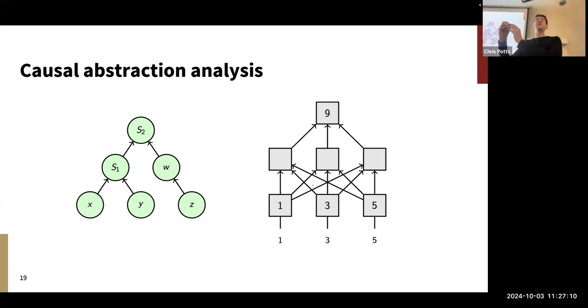The third value z is just copied over. And then the final output, S2, is calculated as the sum of S1 and W. That's the causal model. On the right there in gray, I have a neural network. And let's assume throughout that the neural network is perfect at doing this addition of three numbers.